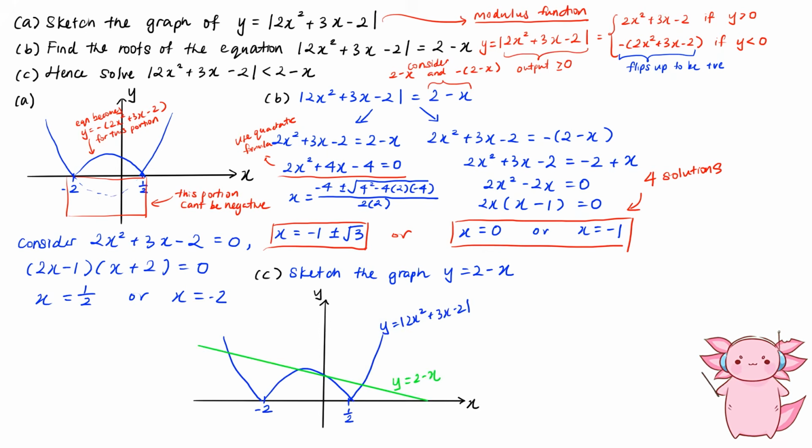For this last part, in order to solve this inequality, let's try to sketch the graph y is equals to 2 minus x on the existing graph, which looks something like this. Since we already saw for the intersection of these two graphs in the previous part, we can label the points of intersection out like this.